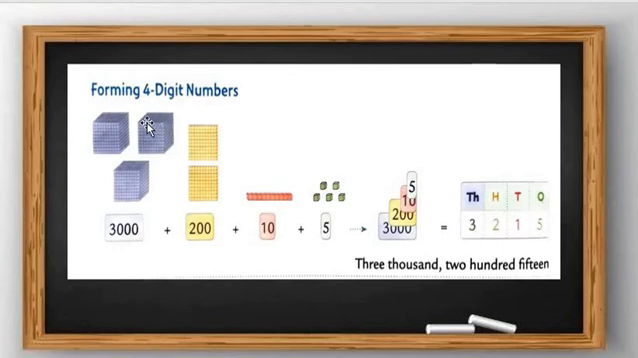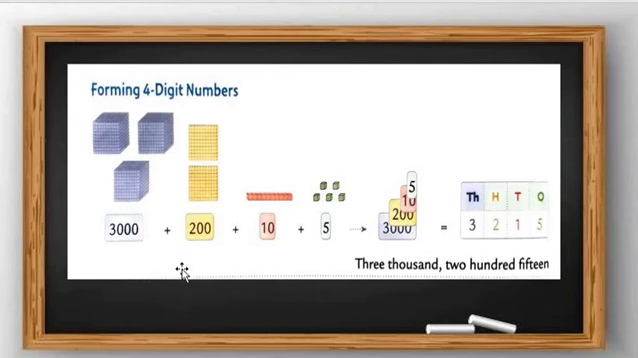So for a 4-digit number, here are 1, 2 or 3 blocks. Each block has 1000. Blocks are small boxes. So that's why here it is 3000. Here there are 2 boxes, and each box has 100. And here 10 small blocks, and here 5 blocks. So 5 is the ones place, 10 is the tens place, 200 is the hundreds place, and 3000 is the thousands place.